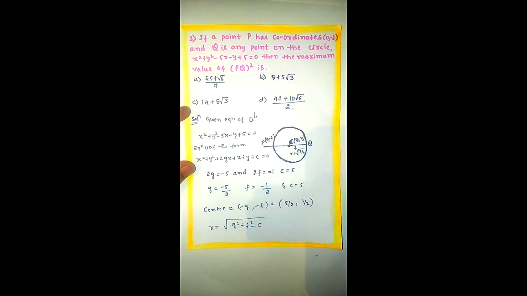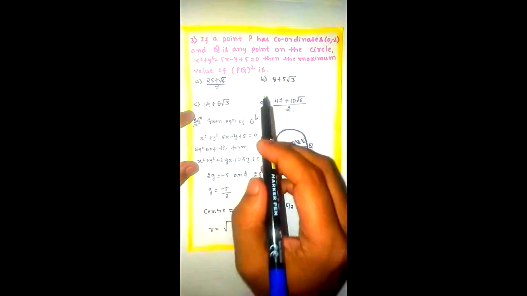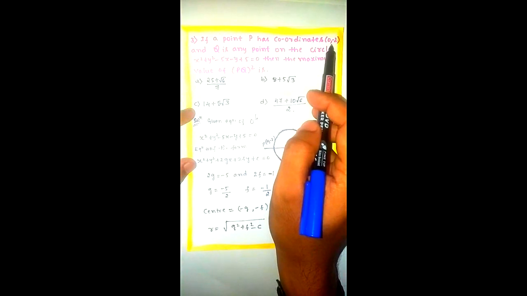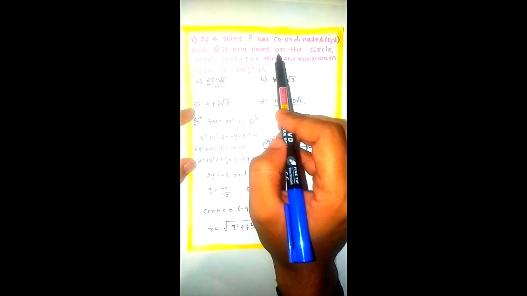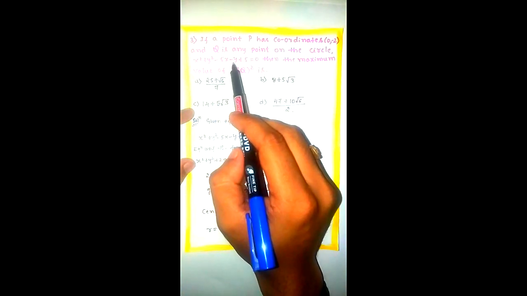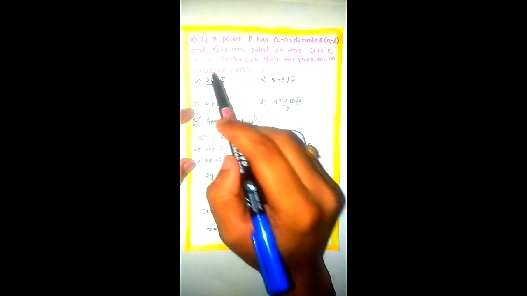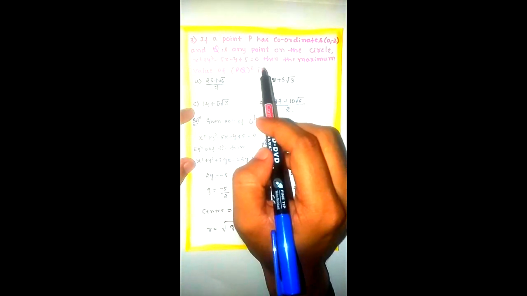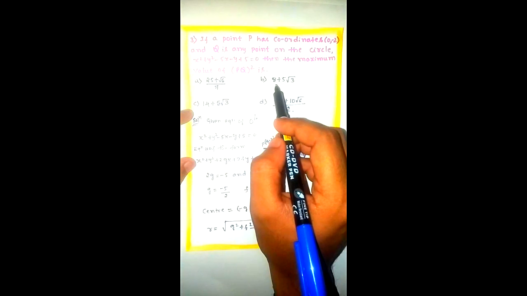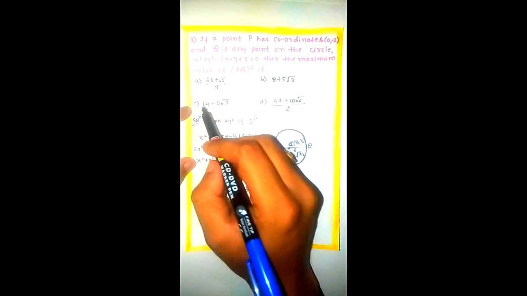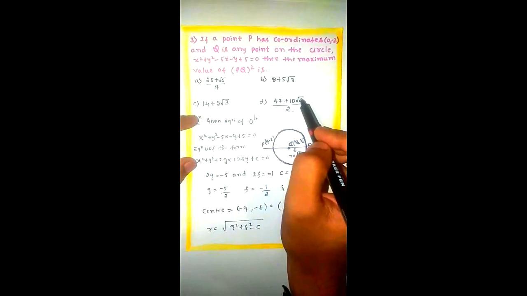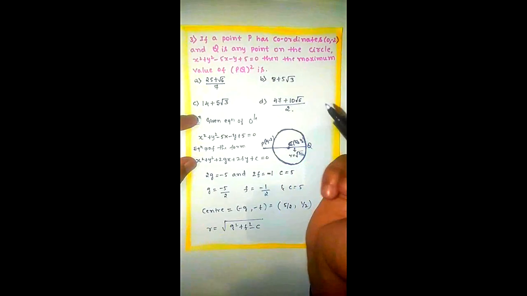Next problem. If a point P has coordinates (0, -2), and Q is any point on the circle x square plus y square minus 5x minus y plus 5 is equal to 0, then the maximum value of PQ whole square is: option A, (25 plus root 6) divided by 7; option B, 8 plus 5 into root 3; option C, 14 plus 5 root 3; option D, (47 plus 10 root 6) divided by 2.